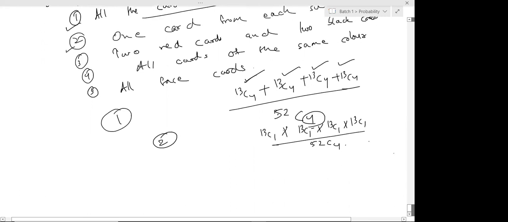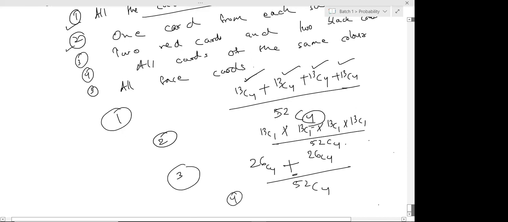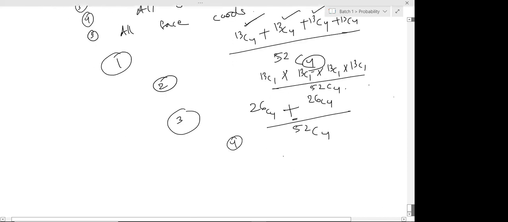All right? Yes, sir. And the third, all the cards of the same color. So either it has to be red or black. So I know that addition will be there. So 26C4 plus 26C4 upon 52C4. Clear? Yes, sir. In the fourth one, tell me. Sir, fourth one, I didn't get.